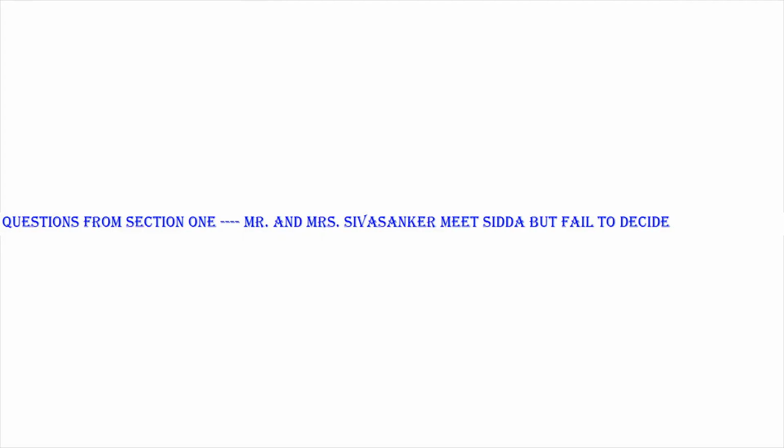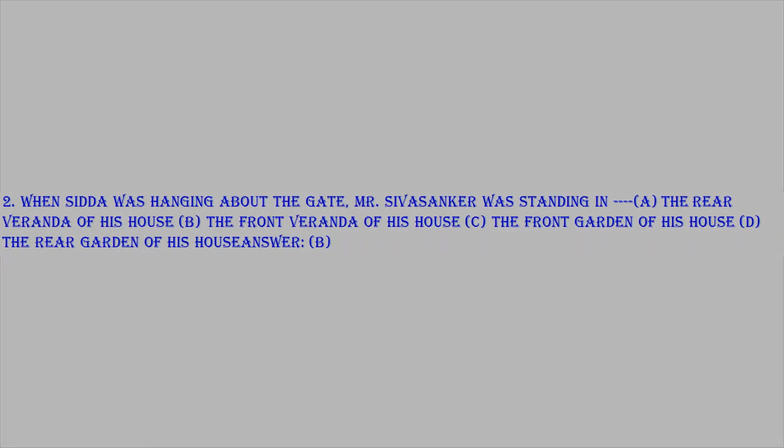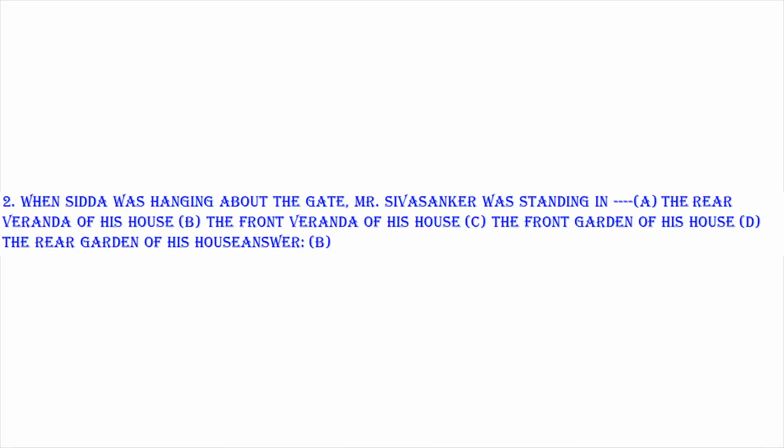Questions from Section 1. Mr. and Mrs. Shivasankar meet Siddha but fail to decide. 1. Siddha was hanging about A. The gate of Mr. Sivasankar's house, B. The front veranda of Mr. Sivasankar's house, C. The front veranda of the doctor's house, D. The gate of the doctor's house. Answer, A.